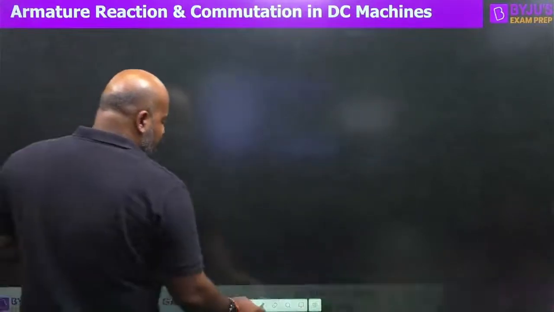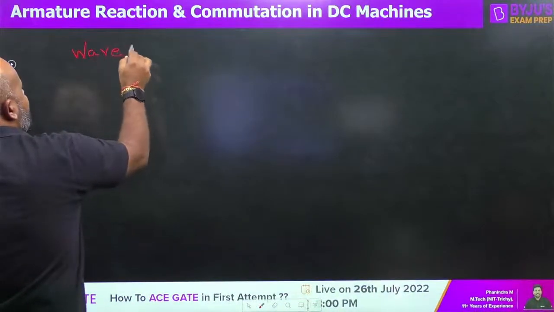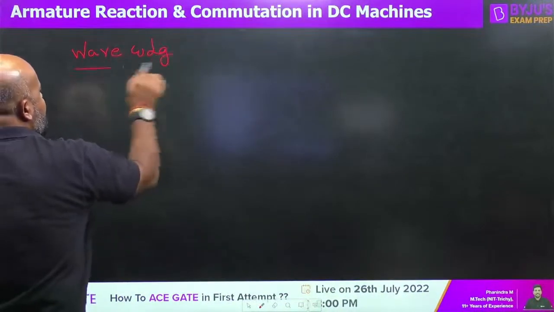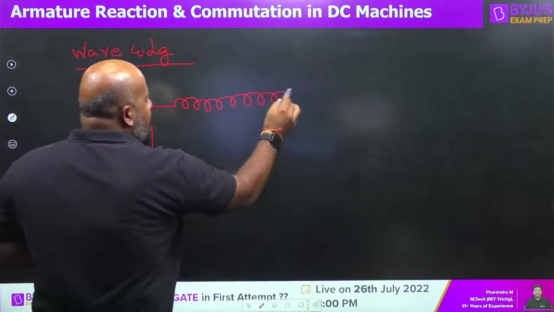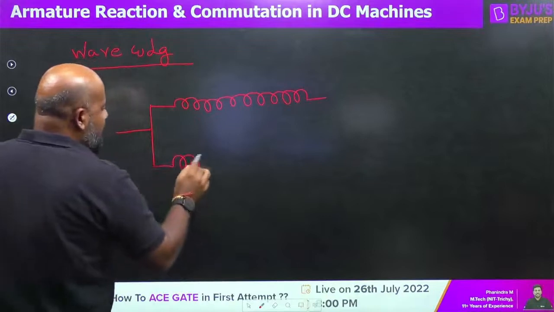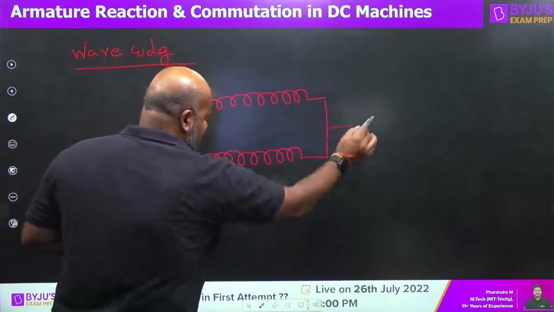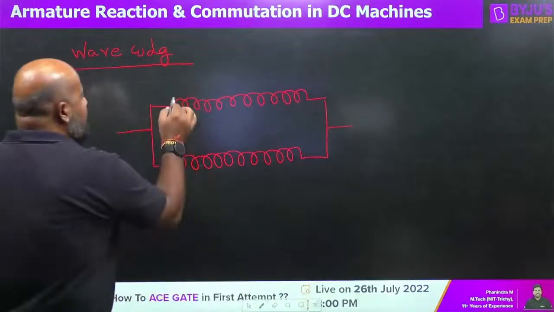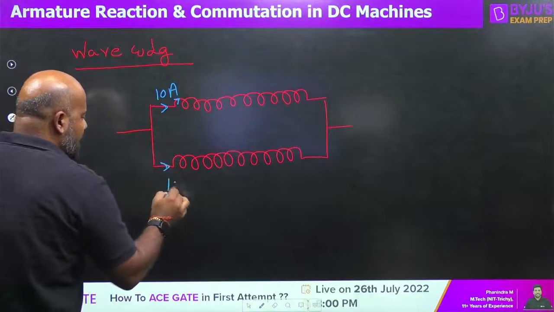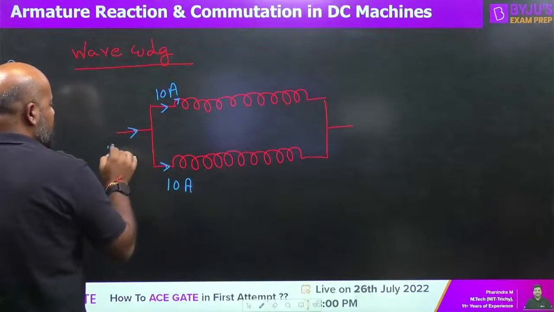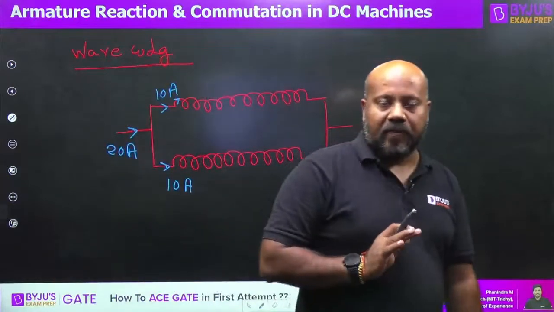In case of wave winding, you have only 2 parallel paths, something like this. He is already giving you what is the maximum allowed current in each parallel path. It means he has already mentioned the current in every individual parallel path is going to be 10 amperes. So what is going to be armature current in this case? That is 20 amperes. Directly you can write.